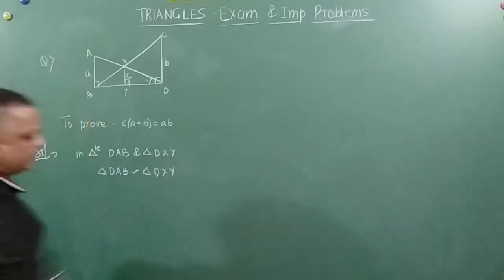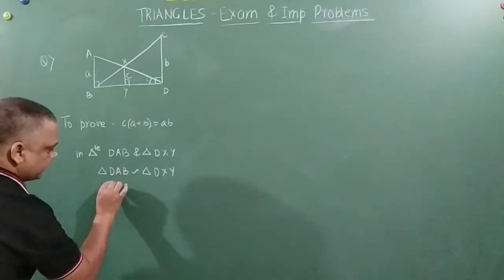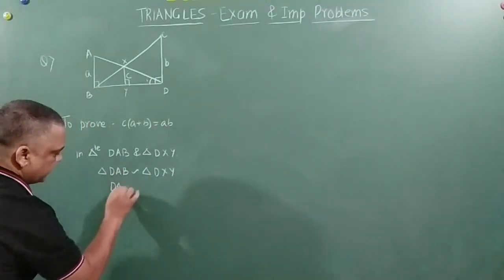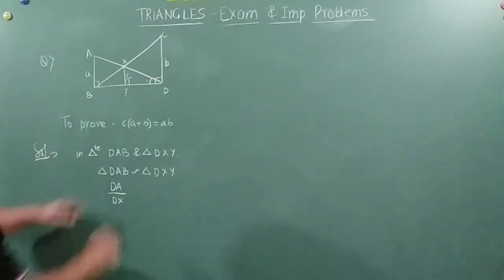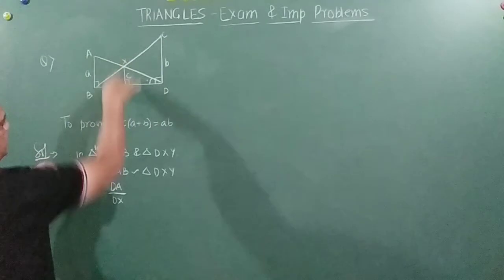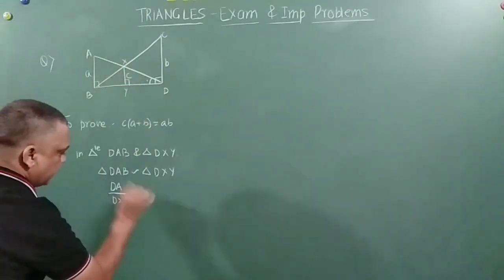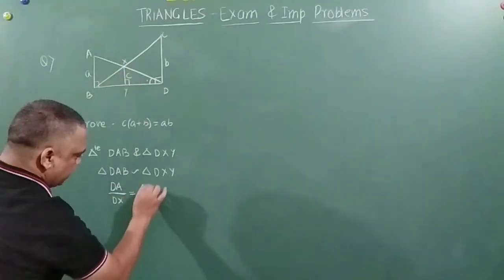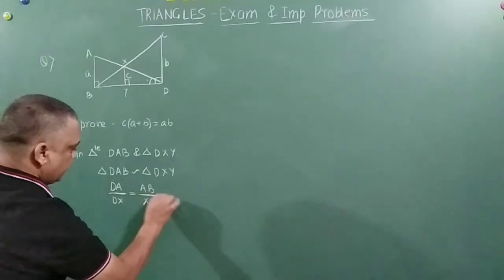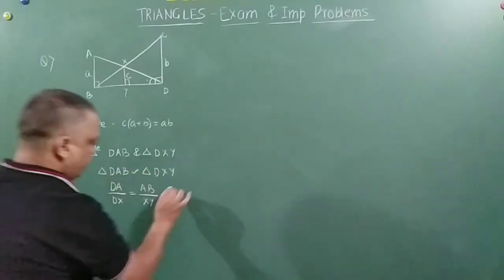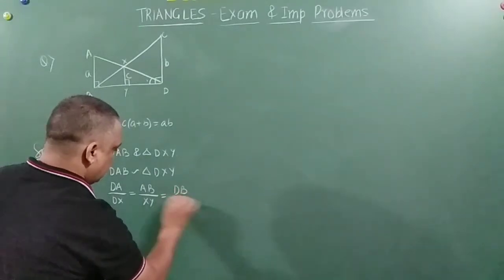Right friends? Now let us write the ratios. DA by DX, which is equal to AB by XY, which is equal to DB by DY.